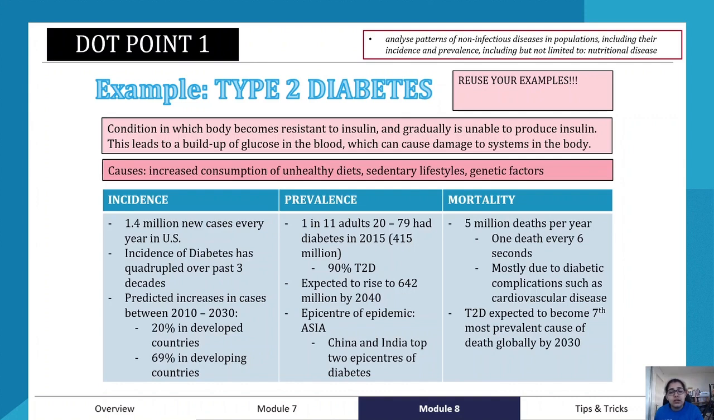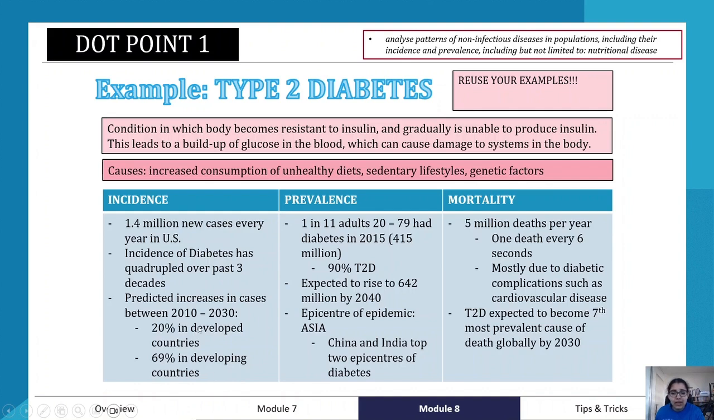So it is a big disease. It is quite significant around the world. In the US, there are about 1.4 million new cases every year. Incidence of diabetes has quadrupled over the past 3 decades, and there are predicted increases in the cases between 2010 and 2030. Of those cases, 20% will be concentrated in developed countries, while 69% will be in developing countries.